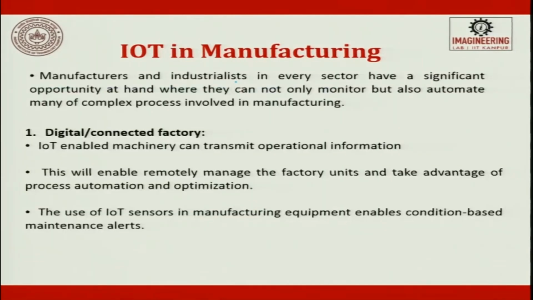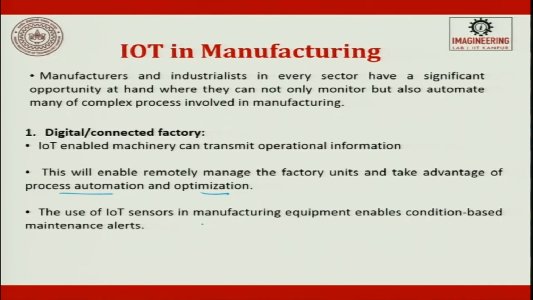The manufacturer and the industrialist in every sector have a significant opportunity at hand where they can not only monitor but also automate many of the complex processes involved in manufacturing. Digital connected factories: IoT-enabled machinery can transmit operational information. This will enable remote management of the factory unit and take advantage of process automation and optimization. Very important, automation and optimization.